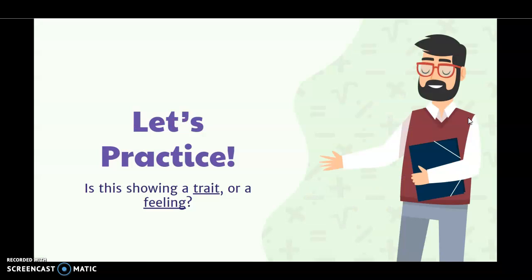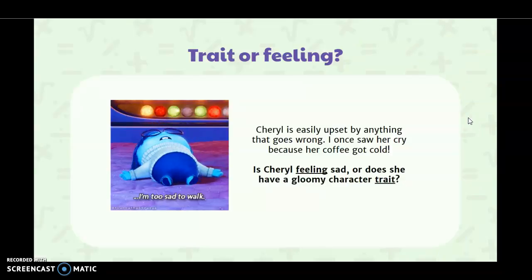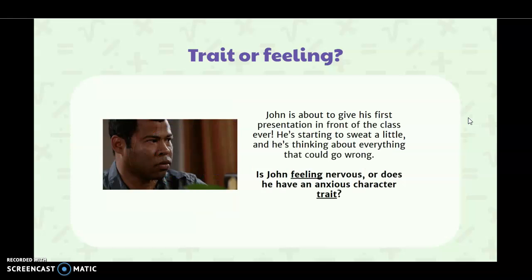So let's practice. I'm going to give you a situation and I'm going to ask you if it's a trait or a feeling. Cheryl is easily upset by anything that goes wrong. I once saw her cry because her coffee got cold. Is Cheryl just feeling sad, or does she have a gloomy character trait? John is about to give his first presentation in front of the class ever. He's starting to sweat a little and he's thinking about everything that could go wrong. Is John feeling nervous right now, or does he have an anxious character trait?